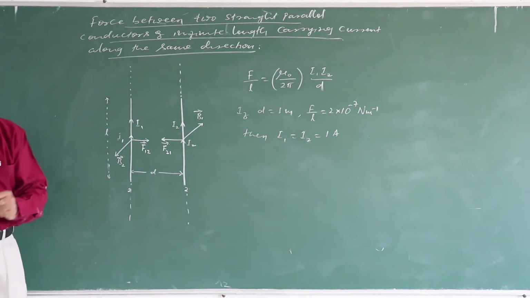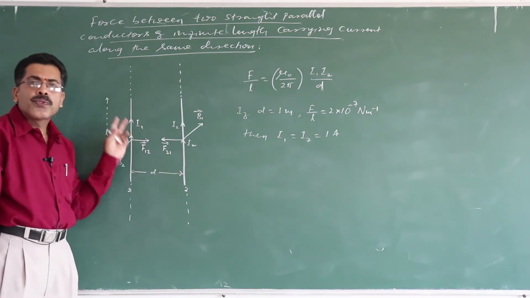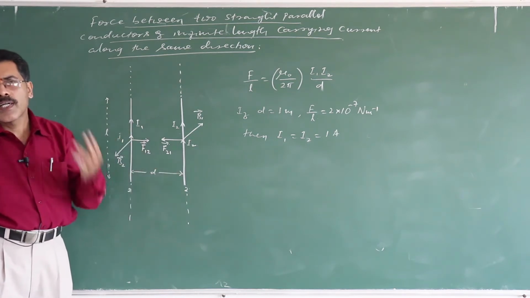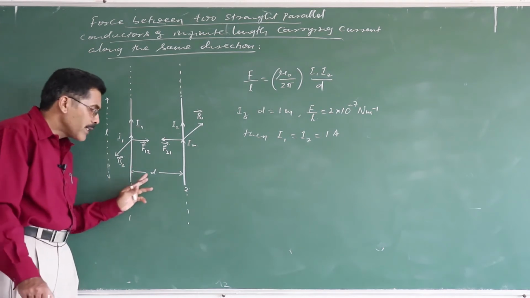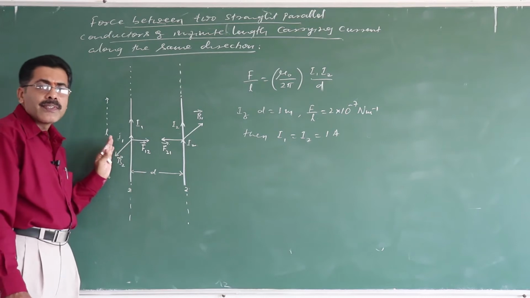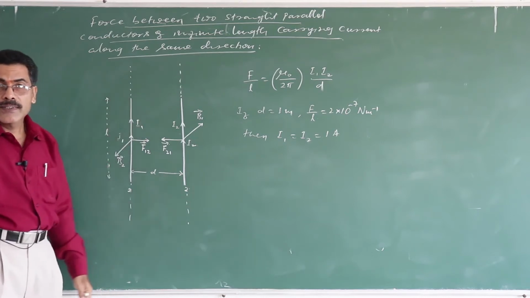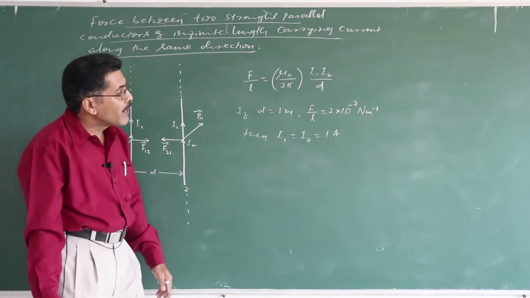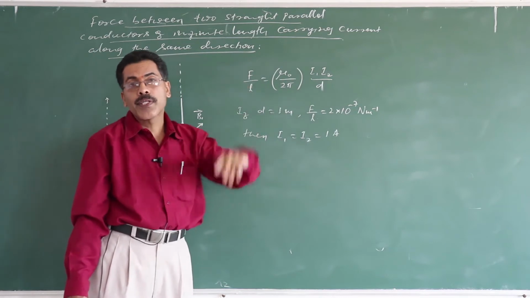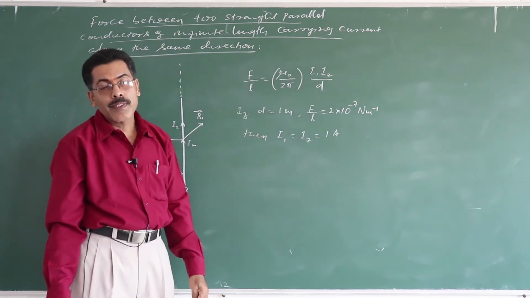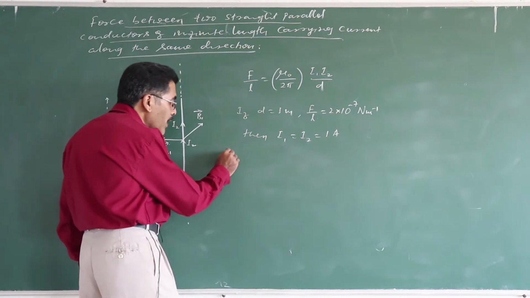Ampere is that steady current which, when flows through two straight parallel conductors of infinite length separated by a distance of 1 meter, having the same direction in both the conductors, then they will attract each other with a force of 2 into 10 raised to minus 7 Newton per meter. See, this is the definition of ampere. Therefore, how can we define ampere?